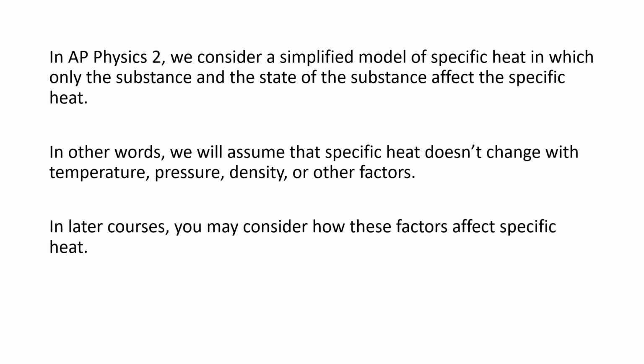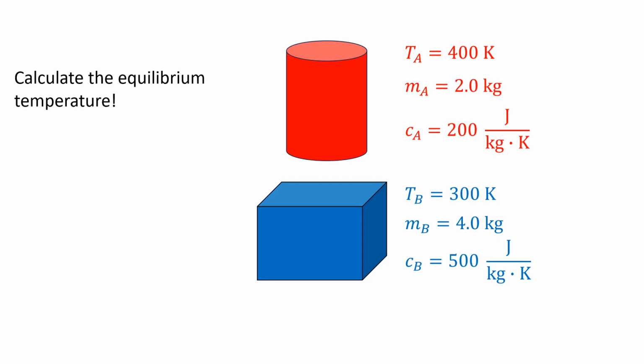But in AP Physics 2, we're not going to get into those factors. And so if we have a specific heat for an object, we have a number, and that number is not going to change regardless of how the properties of the object change along the way. And we'll assume that it's constant unless we're told differently.